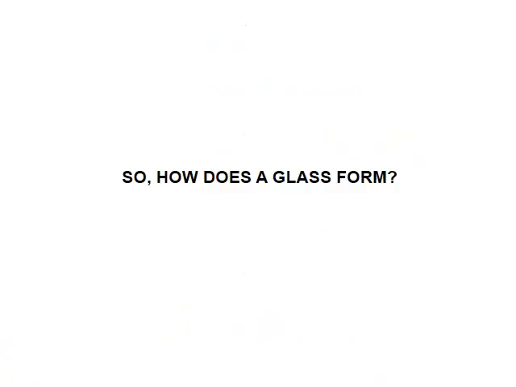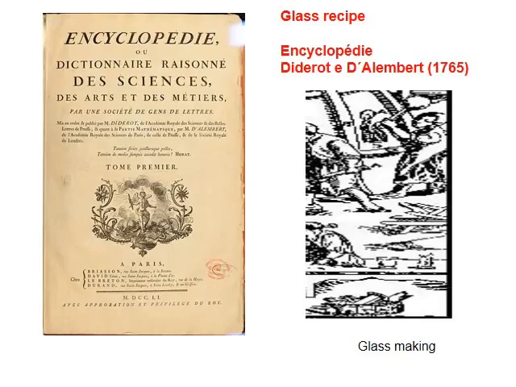So, we have seen so far some experimental evidences that allow us to distinguish between a glass and a crystal. How does a glass form, anyway? We know that glasses have been made since 5,000 years BC. Recipes, however, began to appear later.